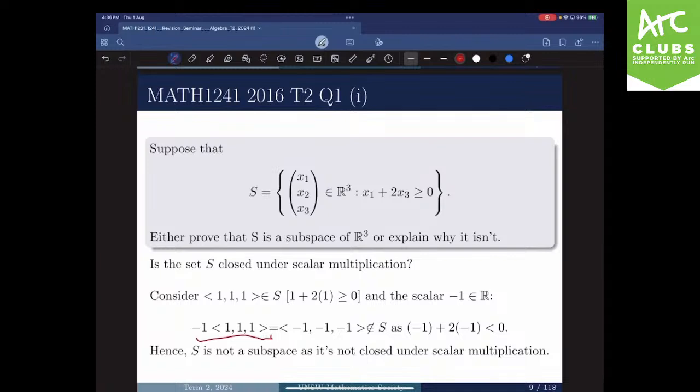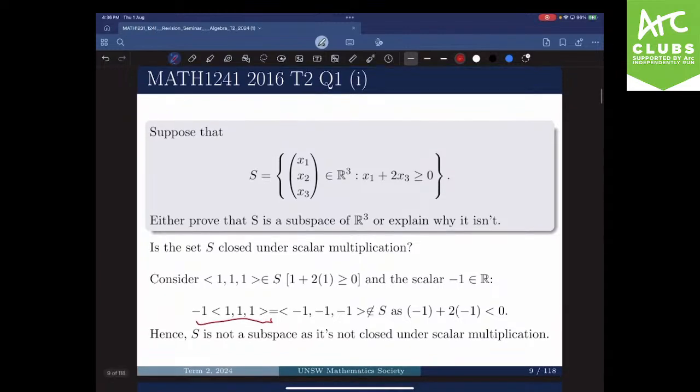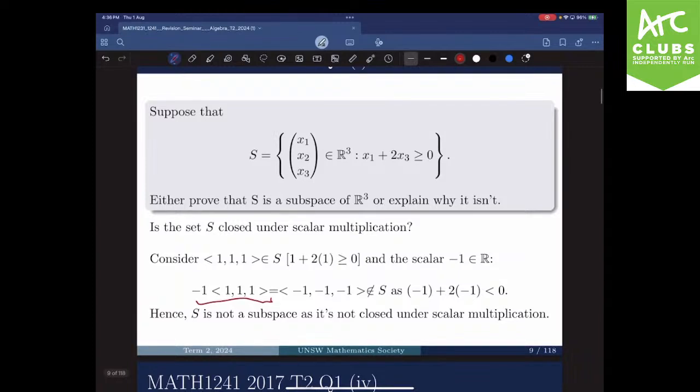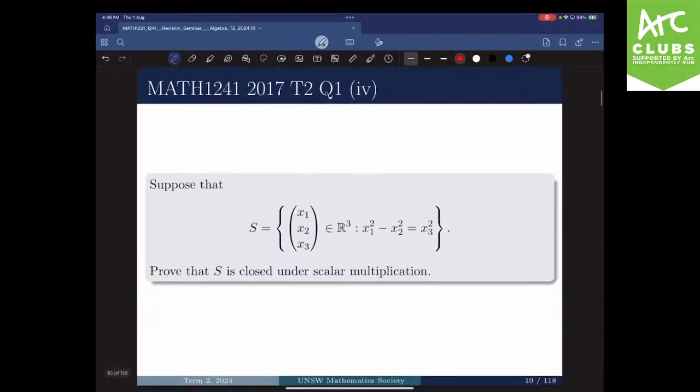Since it's not closed under scalar multiplication, it's not going to be a vector space or a subspace. Here we only showed how to show it's closed under vector addition, how to check for the zero vector, and a counterexample for scalar multiplication. But we didn't really show how to prove that something is closed under scalar multiplication, so that's mainly what this exercise is for. How would we show something is closed under scalar multiplication?